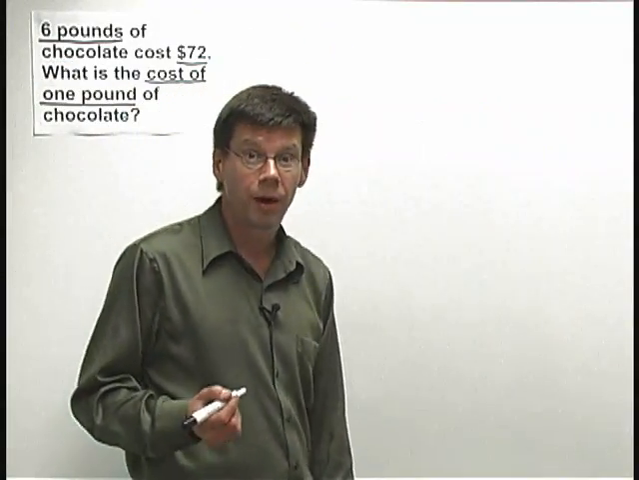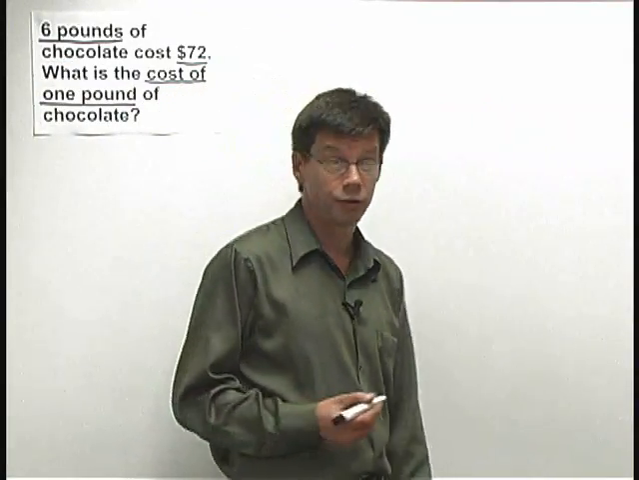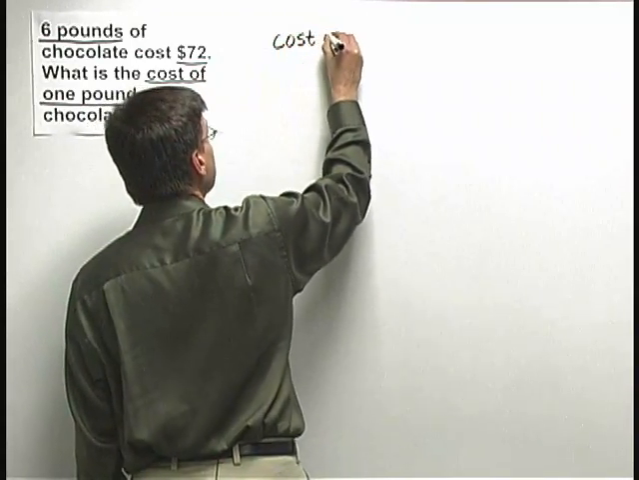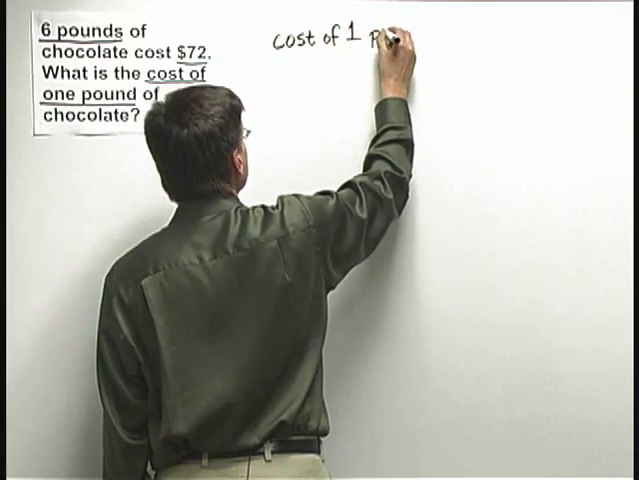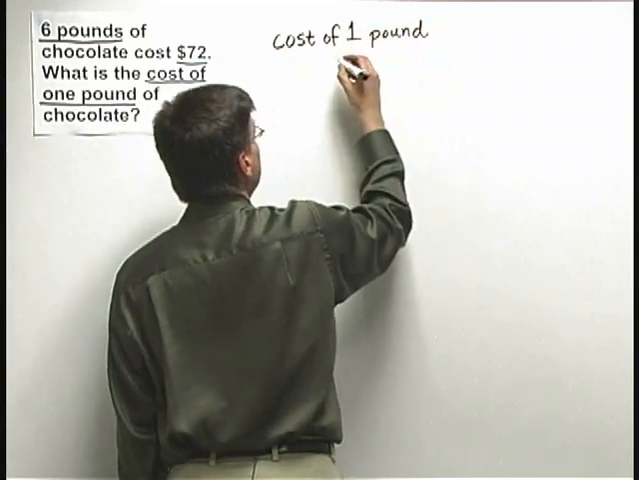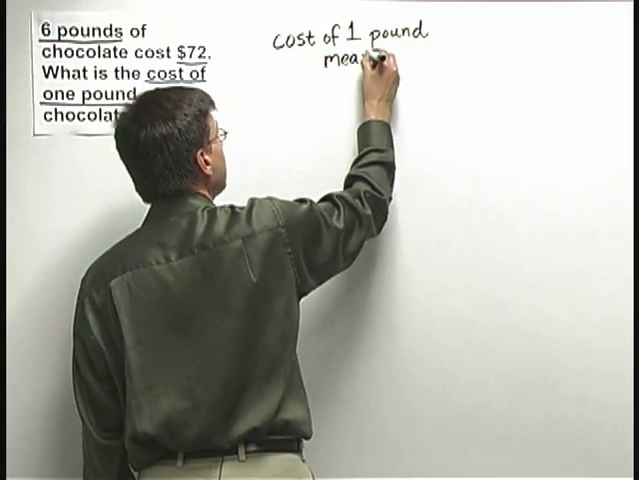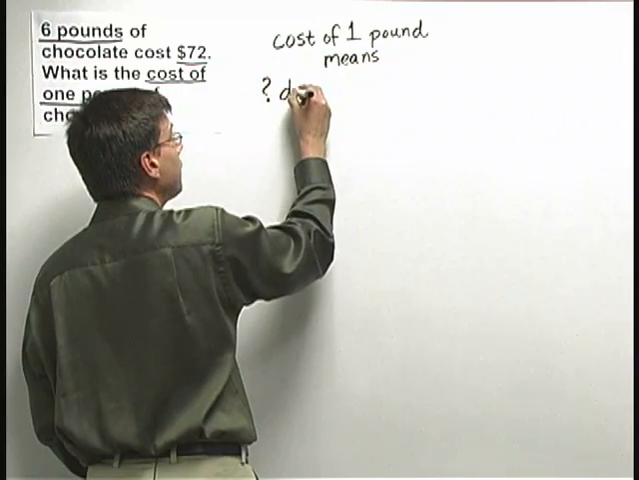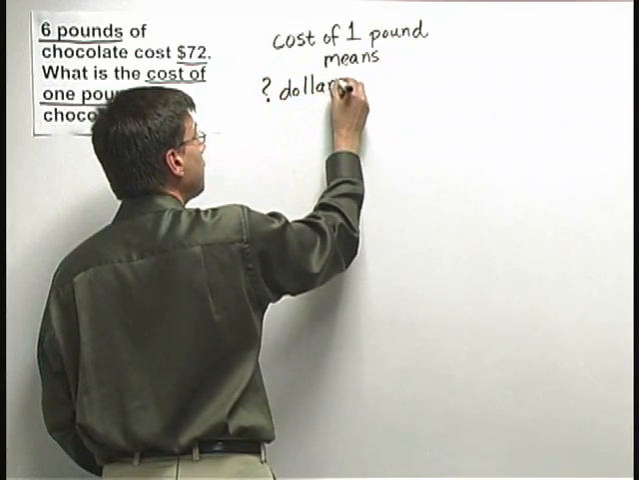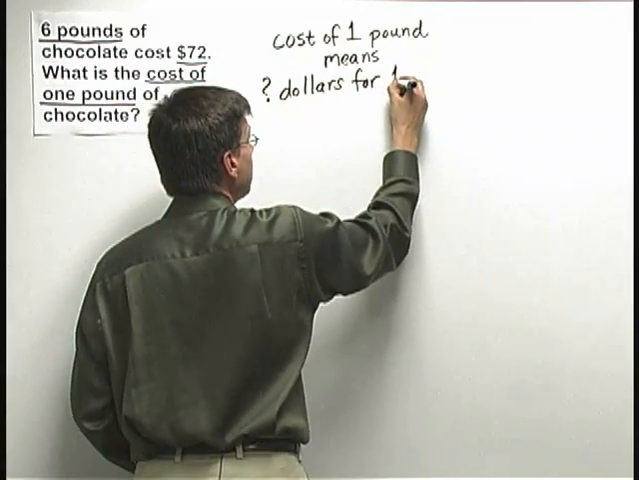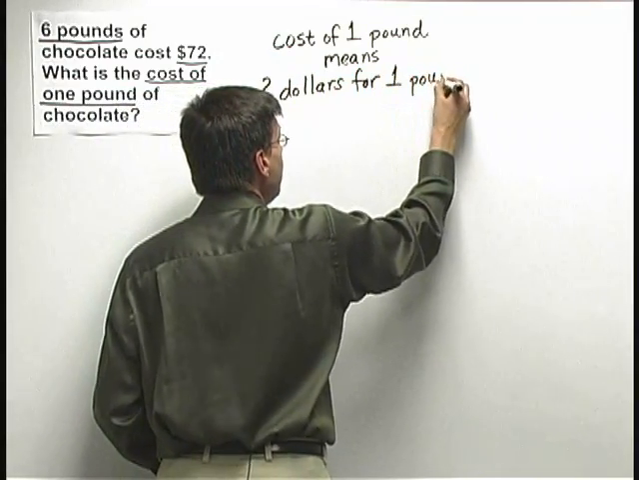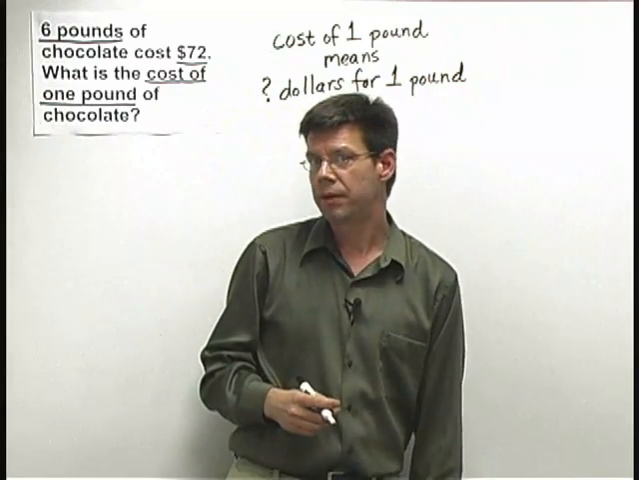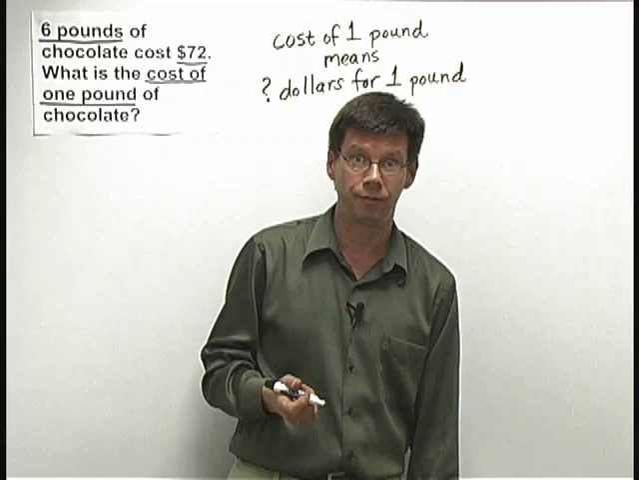So here, we want to figure out the cost of 1 pound of chocolate. Well, the cost of 1 pound means how many dollars for 1 pound? We have a dollar amount in this problem, $72, but that's the cost of 6 pounds of chocolate.